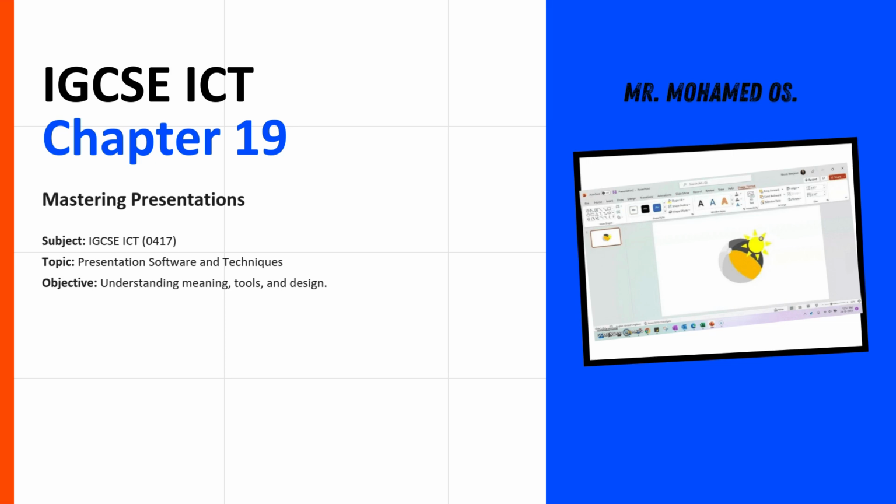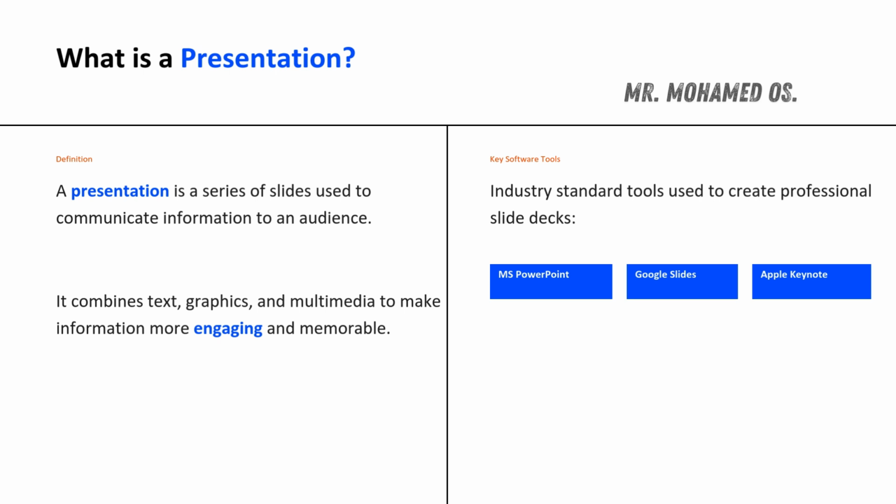Our objective is clear. We need to understand what makes a presentation effective, what tools we use, and the design principles that ensure our message lands clearly. Think of presentation software as your digital canvas for communicating complex ideas simply. We'll cover everything from the basic slide structure to advanced features like master slides and multimedia integration. By the end of this chapter, you won't just be able to make a presentation. You'll be able to design one that truly engages your audience.